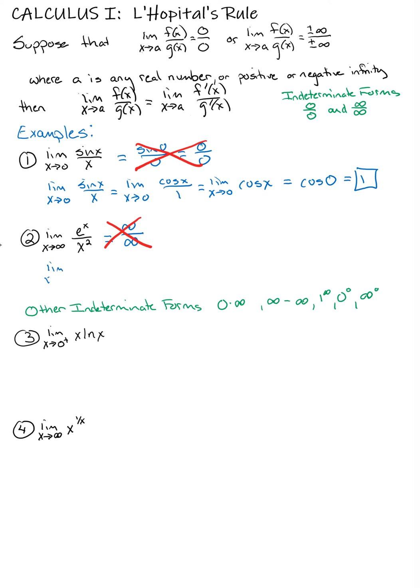So we begin by taking the limit of the derivative of both the numerator and the denominator. So the derivative of e to the x in the numerator is still e to the x. The derivative of x squared in the denominator is 2x. But if we try to evaluate this one again in the numerator as x goes to infinity, e to the x goes to infinity, and in the denominator as x goes to infinity, 2x goes to infinity as well.